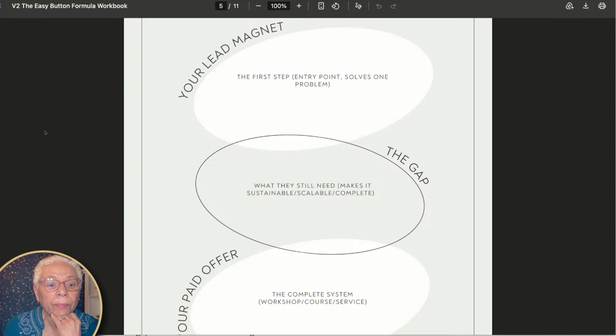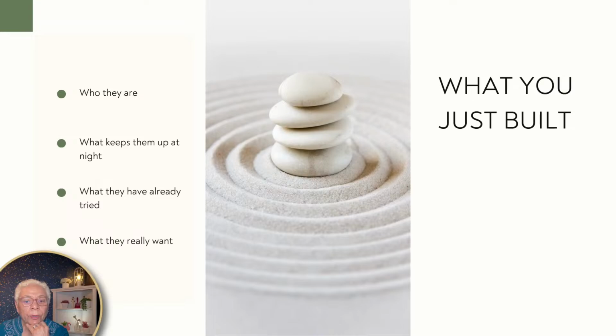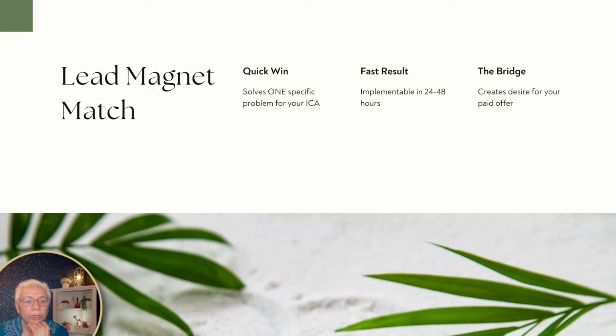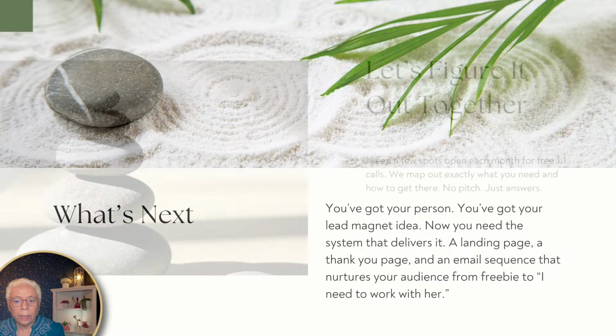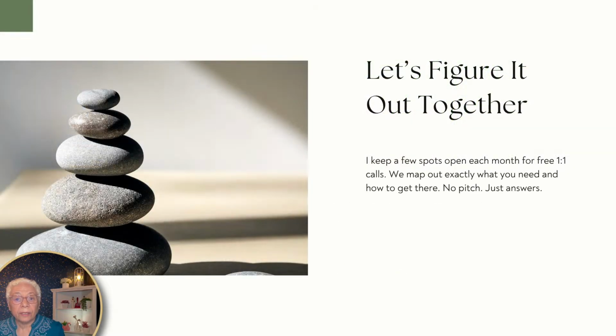So we had the problem, we did the demo, we built everything, we did the match. Remember your 3. So what's next? You've got your person, you've got lead magnet ideas, but now you need a system that delivers it all to the proper place. You want the people, you got the freebie, I need to work with her. You want to get that desire going, and the easiest way to do that is, let's work together.